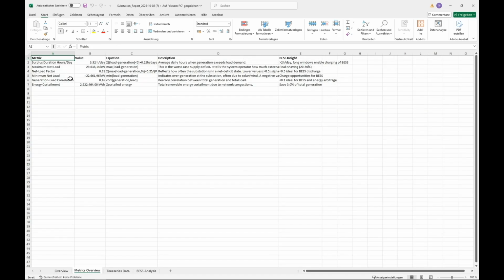So therefore, we have to consider the maximum net load and the minimum net load. The maximum net load is the difference between load and generation. So the max net load amounts to 30 megawatt. So this is very important. This area seems to be a load sink because there are different cities. And with respect to generation, there is a maximum load of 30 megawatt, for example, if there is nearly no generation in this area because there is no wind and no sun shining.